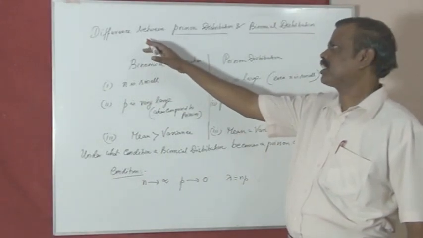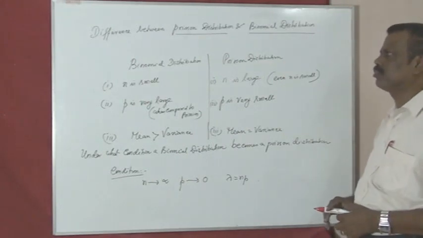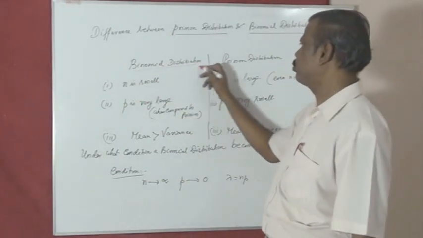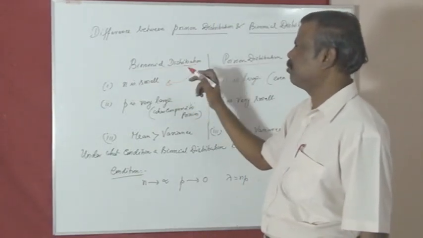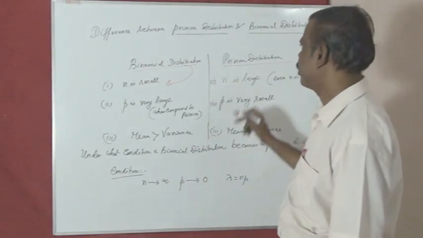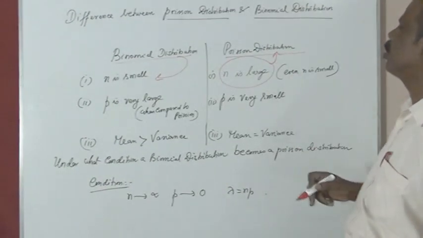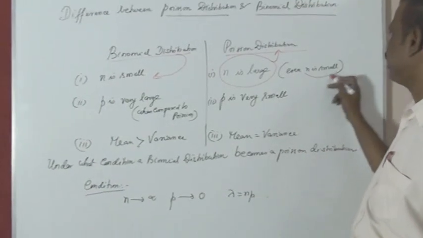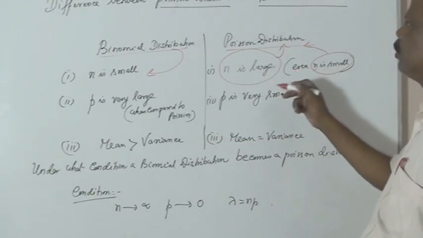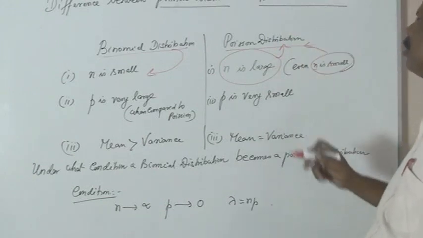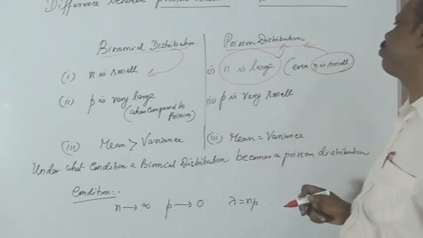Now we will move to the next concept, that is the difference between Poisson distribution and binomial distribution. In the case of binomial distribution, n must be a smaller value, whereas in the case of Poisson distribution, even when n is large, we can use the Poisson distribution. When n becomes a very large value, you have to use only a Poisson distribution, but we can't use binomial distribution. So that is a major difference between binomial and Poisson.